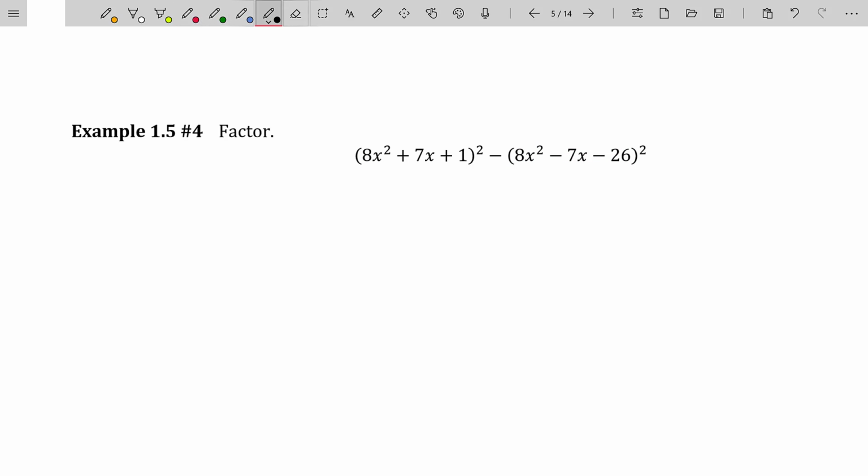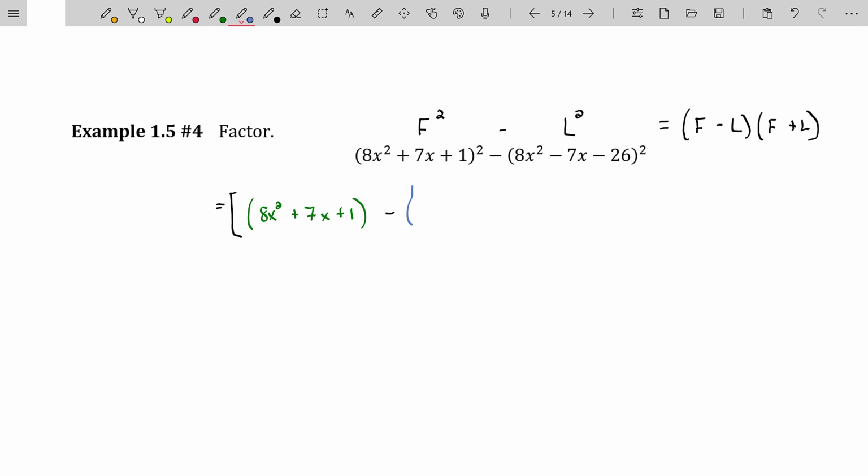If this is some first object being squared minus some last object being squared, I know that it factors into the first object minus the last object times the first object plus the last object. Well, what is the first object? The first object is 8x squared plus 7x plus 1. And we're subtracting from that the last object, which is 8x squared minus 7x minus 26.